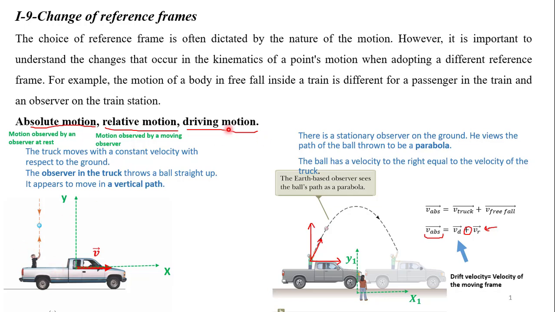And we can talk also about the driving motion, which is the motion of the moving frame. It's the motion of the moving truck here. Okay, because while it's moving, everything moves with it. Here, while the truck is moving, the child is moving, the ball is also moving, and everything in the truck is following the motion of the truck. So this is what we call the driving motion. While the truck is moving, it drives everything with it.